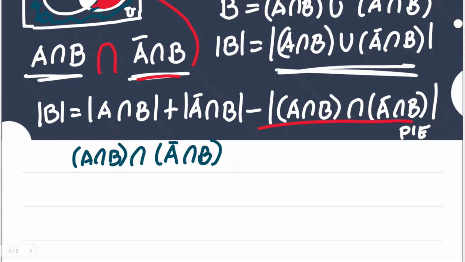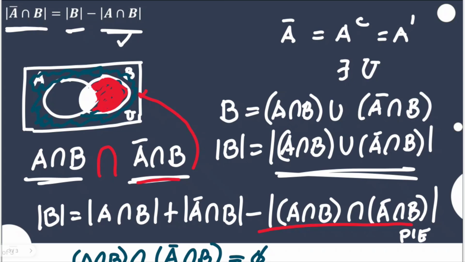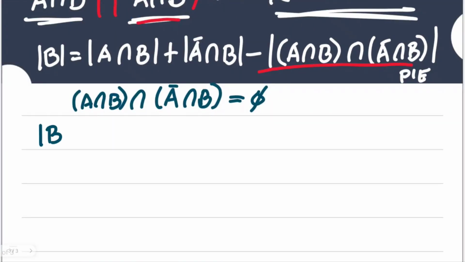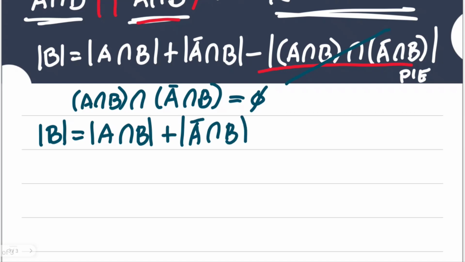we know that the intersection of A and B and the intersection of A complement and B have an empty intersection, because the white one here and the red one do not overlap. With this, the cardinality of B is simply, this is now 0, the cardinality of A intersection B plus the cardinality of A complement intersection B.